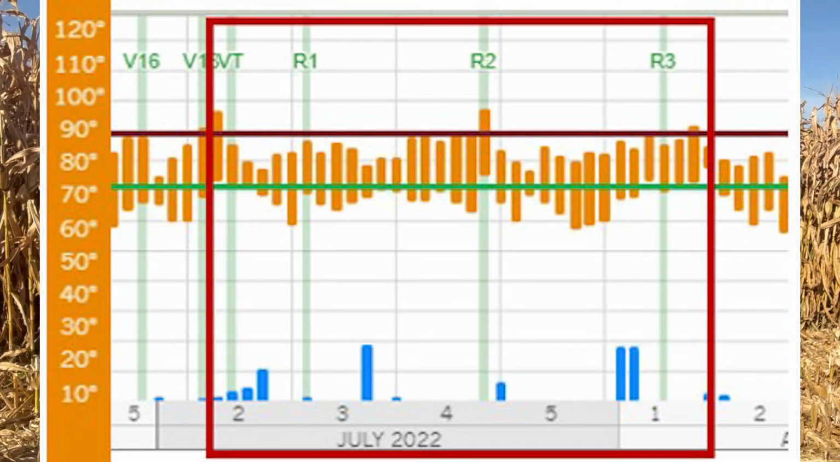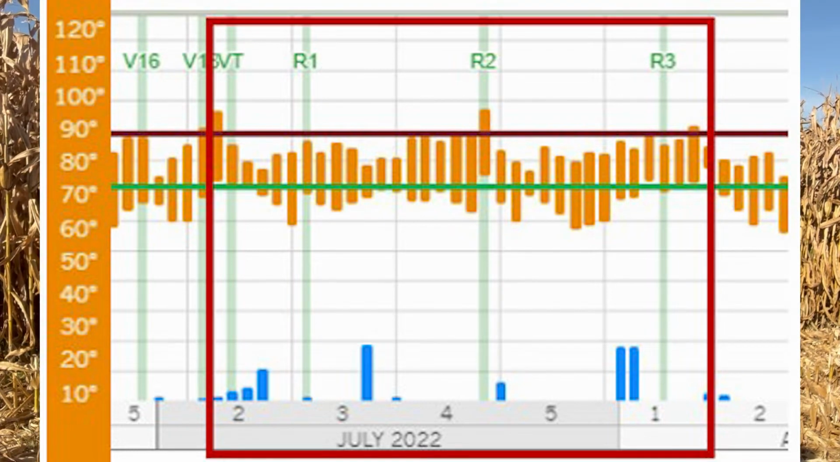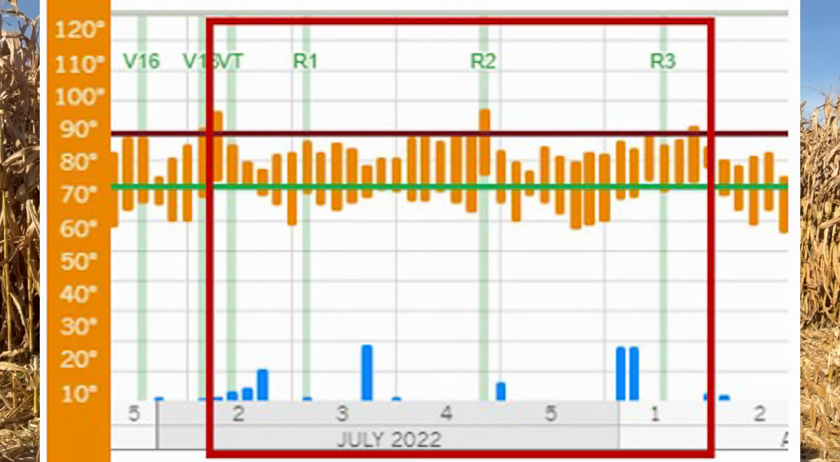From this graph here, you can see that Advantage Acre has revealed that as we overlay the season's corn growth stages with the weather, we've experienced excessive heat during the early reproductive stages from VT through R3. The vertical orange lines represent the high and low temperatures. The horizontal red line indicates 90 degrees at the high end, and the horizontal green line indicates 70 degrees.